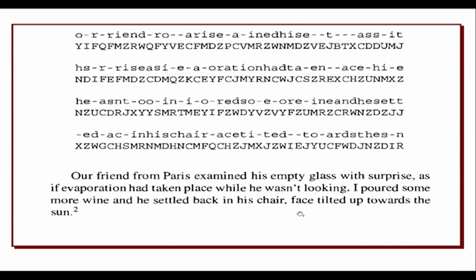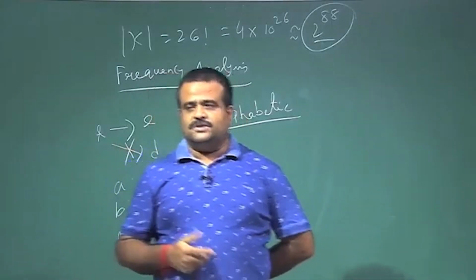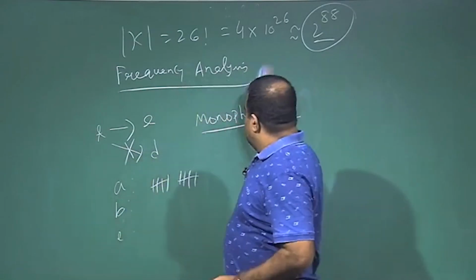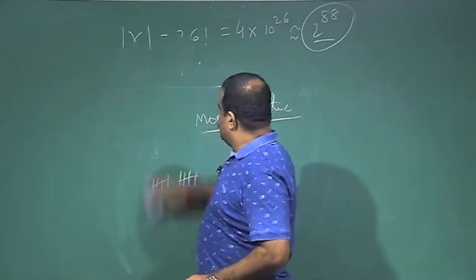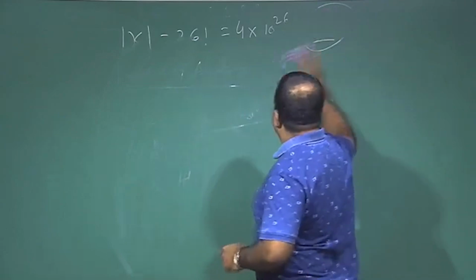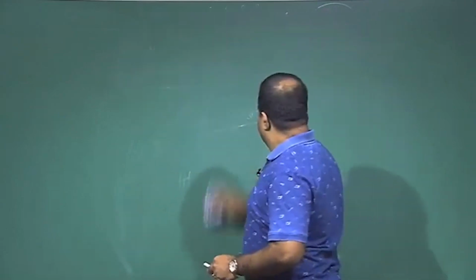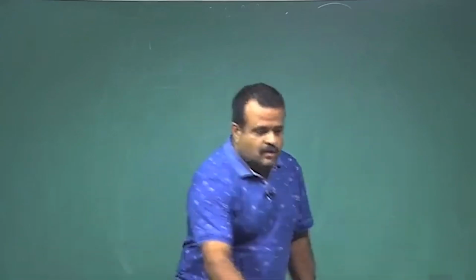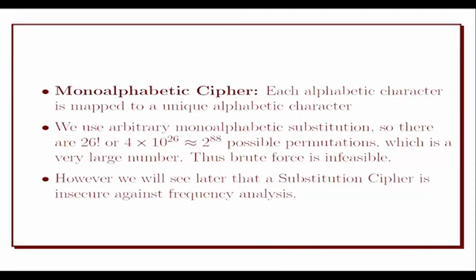So, this is the frequency analysis attack on the substitution cipher, and this is possible because the substitution cipher is a monoalphabetic cipher. Monoalphabetic means each alphabetic character is mapped to a unique alphabetic character. So, that is why it is possible to do the frequency analysis on this.